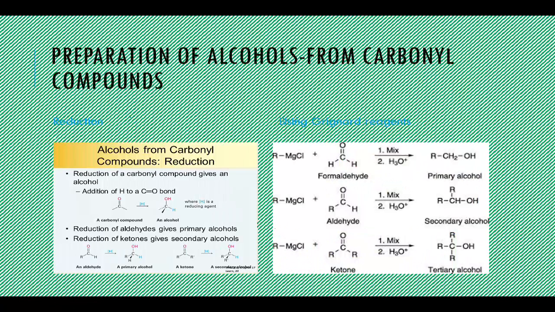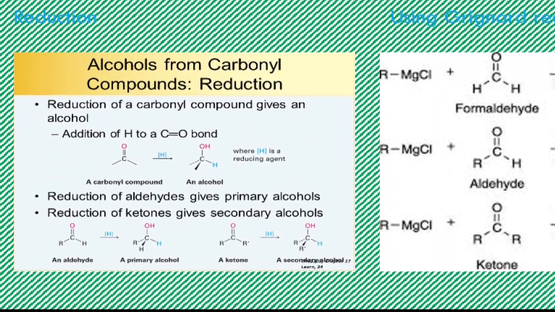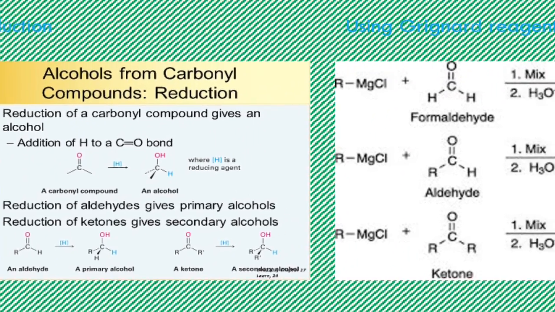Now alcohols can also be prepared from the carbonyl compounds. Carbonyl means the compounds which are aldehydes and ketones. Alcohols can be prepared from aldehydes and ketones by reduction. If you are taking any of the aldehydes, you will get primary alcohols as the product. If you are taking ketones, you will get secondary alcohols.